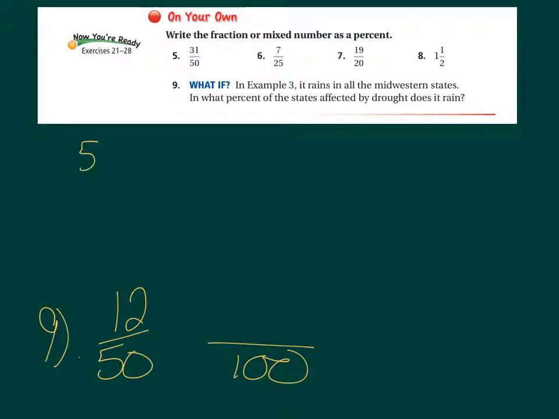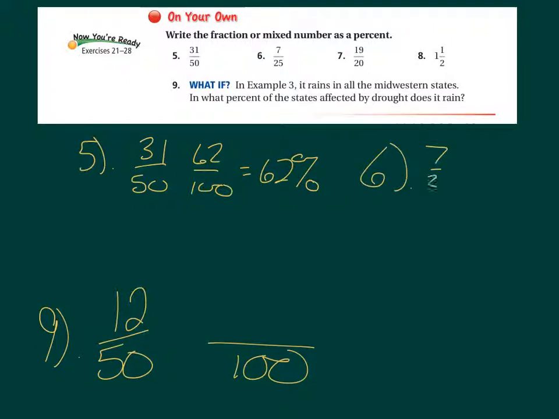So number 5. We have 31 over 50. We want to get to 100 as a denominator. So we take it times 2, so we get 62 over 100, so it's 62% for number 5. Number 6, we have 7 over 25. We want to get to 100. We take it times 4, so when we take the top times 4, we get 28, so it's 28%.